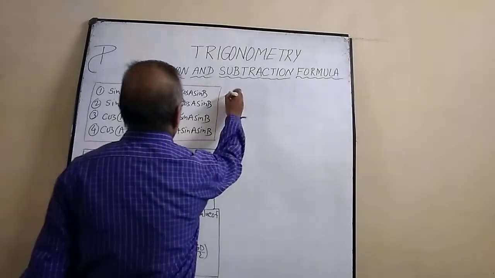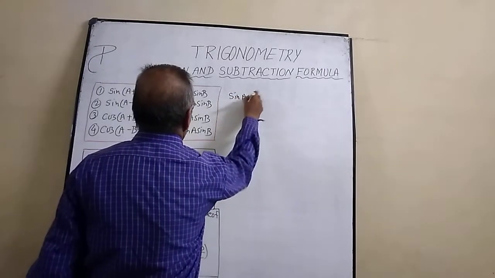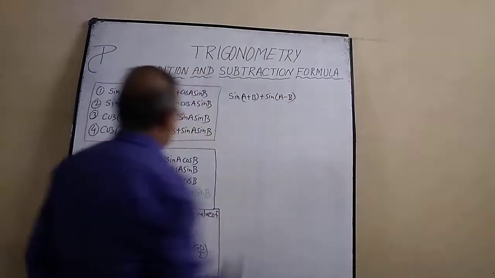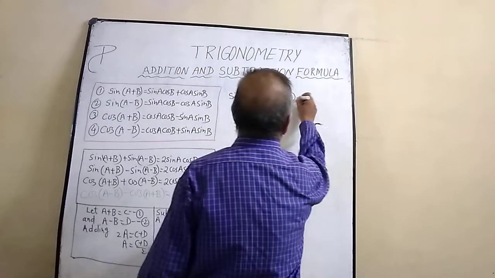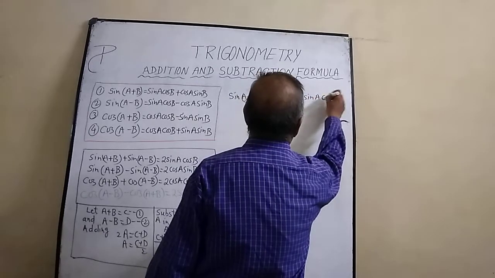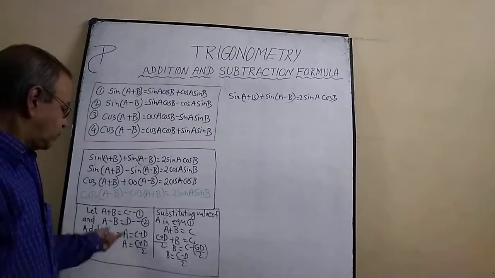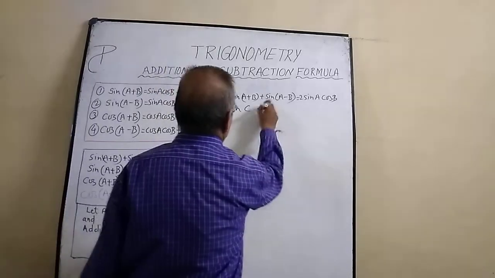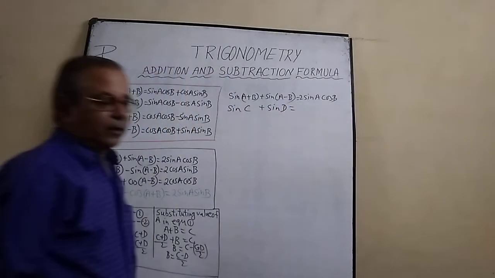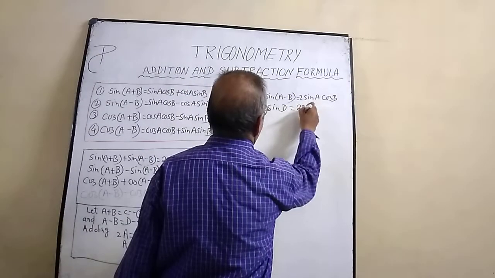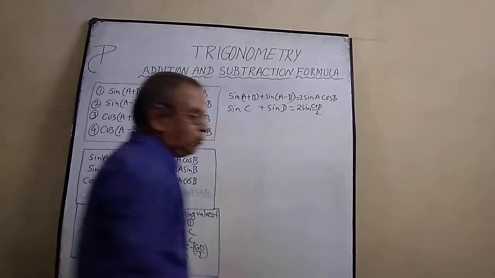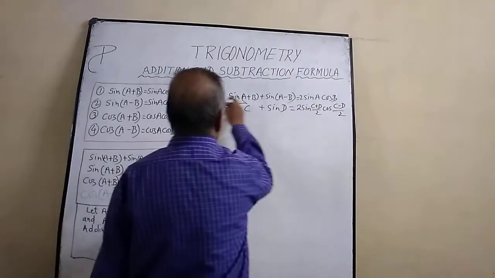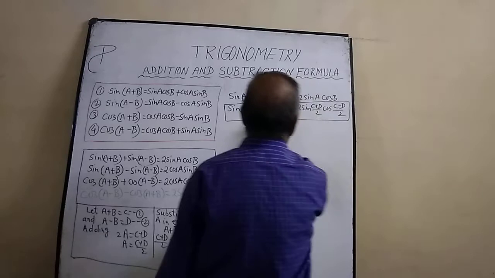So we can write sin A plus B plus sin A minus B is equal to 2 sin A into cos B. In place of A plus B, I write C, and in place of A minus B, D, and therefore sin C plus sin D is equal to 2 sin of C plus D upon 2 into cos of C minus D upon 2. This is my formula for this one.